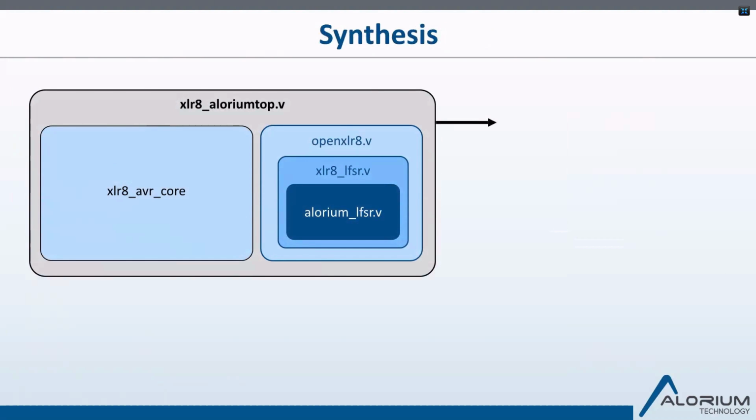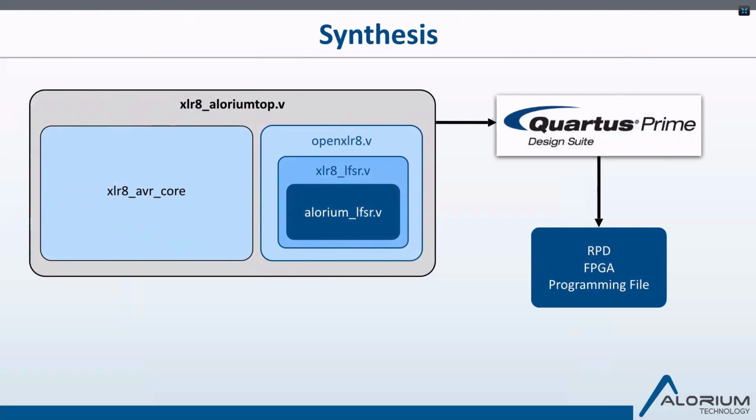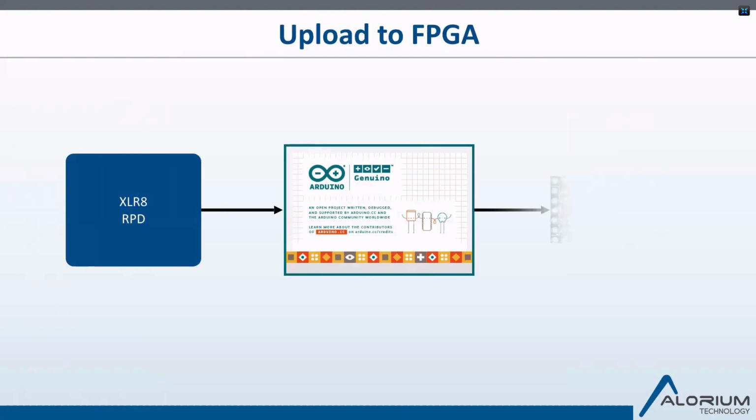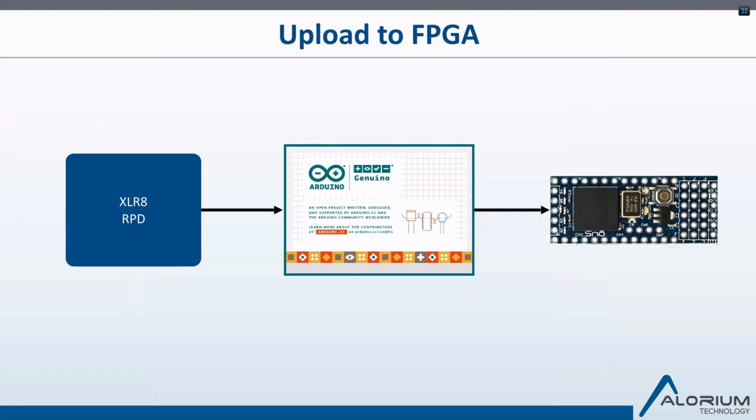Then we're going to take that block and load it into Quartus and run it through synthesis, or show you how to do that. We probably won't spend the actual time to do it, but we'll show you the process, and then how to convert the output to the right kind of programming file to get an RPD that we can upload into the FPGA. We'll actually upload that into the FPGA using Arduino, and show you how that works.